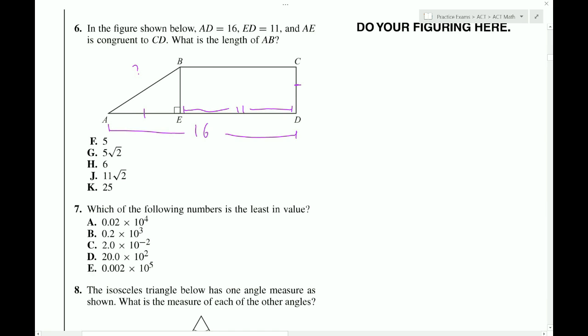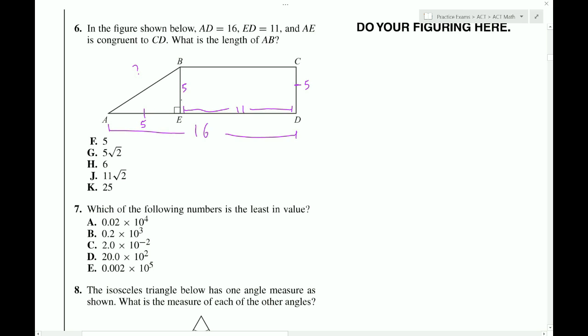Well, let's see what else we could figure out based on this. Looks like this piece is going to be 5, and so is this. The reason why I know that is because 16 minus 11 is 5. They both end at the same position, so they start at different positions. The difference is basically AE, and that's 16 minus 11 is 5. And since these are equal, that's 5 as well. So then we know that this is also 5.